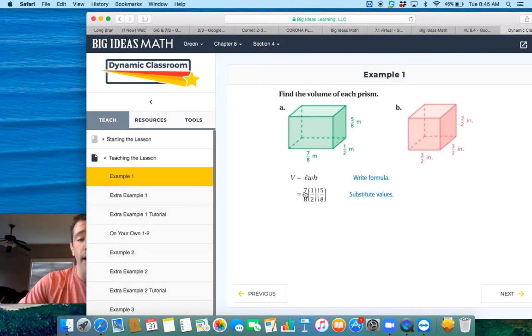We're going to simplify. Length times width times height, and we get 35 over 128. The volume is 35 over 128 cubic meters. Why is it cubic meters to the third power? Because we're multiplying a length, a width, and a height. 3 dimensions, you guys.